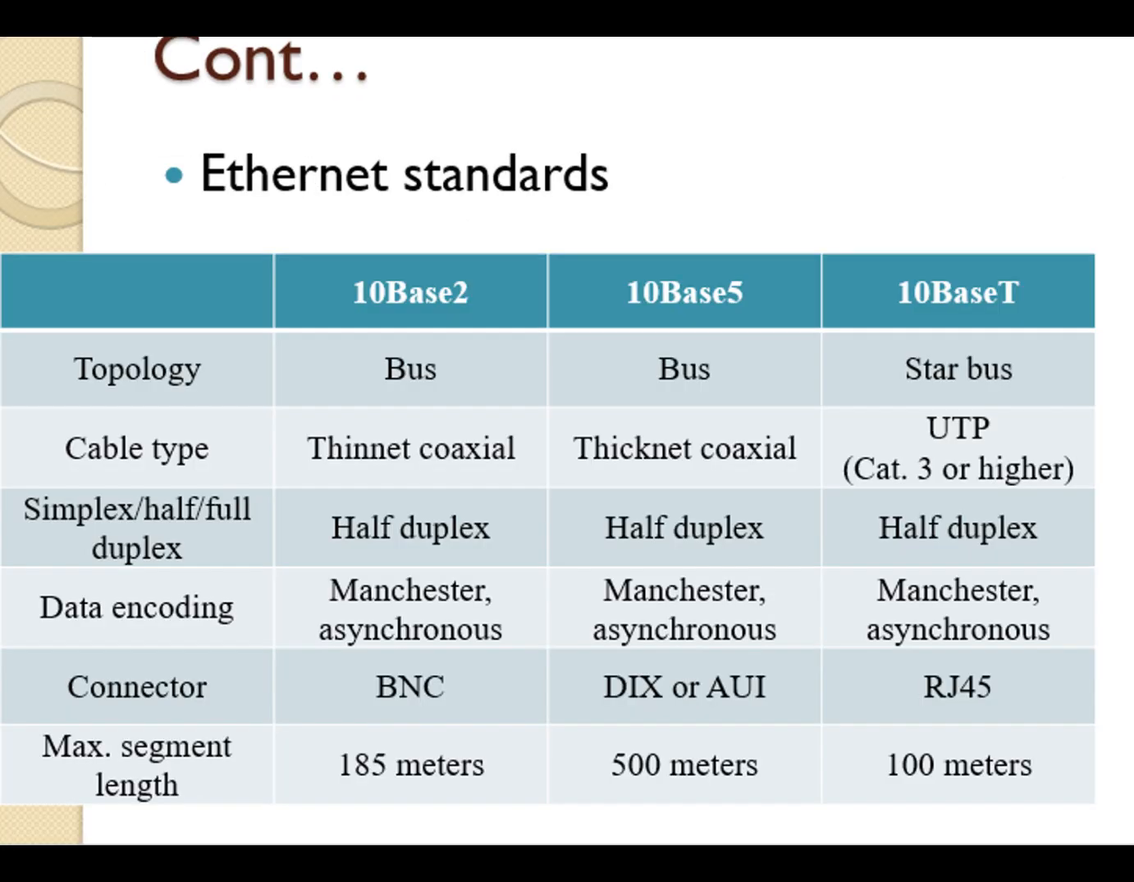Ethernet standards 10Base2, 10Base5, 10BaseT. Topology: bus, bus, star bus. Cable type: thinnet coaxial, thicknet coaxial, UTP Cat3 or higher. Simplex/half/full duplex: half duplex for all three. Data encoding: Manchester, asynchronous for all three. Connector: BNC, DIX or AUI, RJ45. Max segment length: 185 meters, 500 meters, 100 meters.